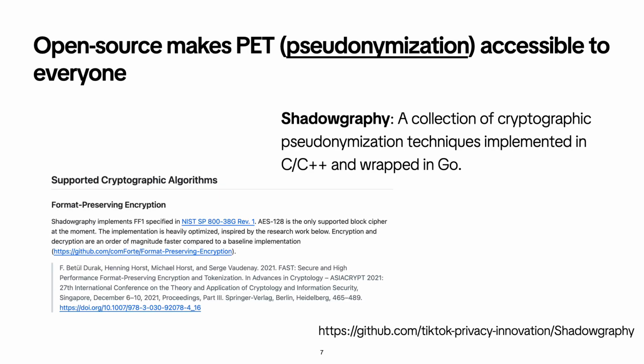The next project in the open source is Shadowcrypto. Shadowcrypto is a collection of cryptographic pseudonymization techniques implemented in C and C++ and wrapped in Go language. Shadowcrypto implements FF1 specified in the NIST standard.